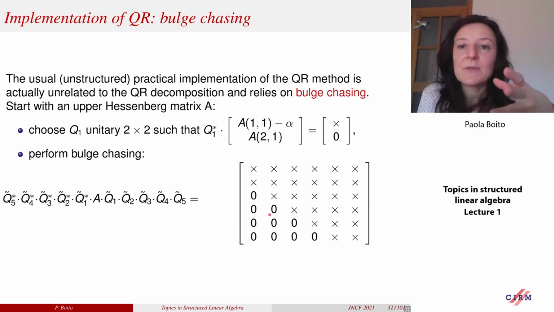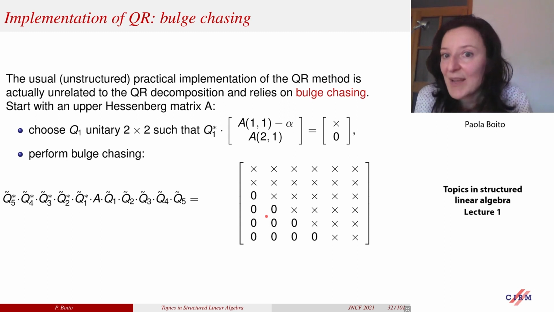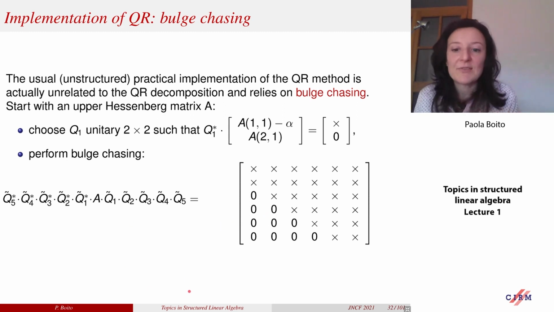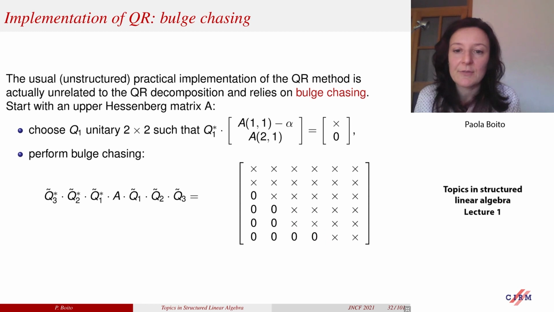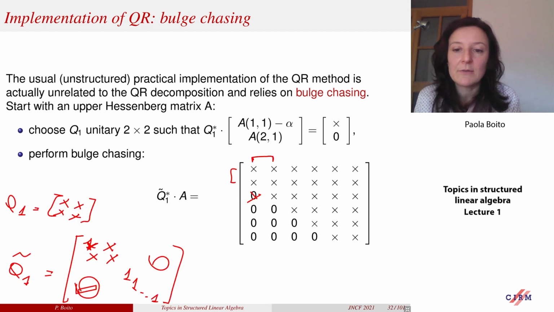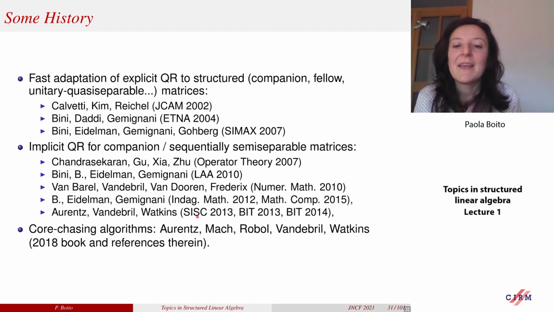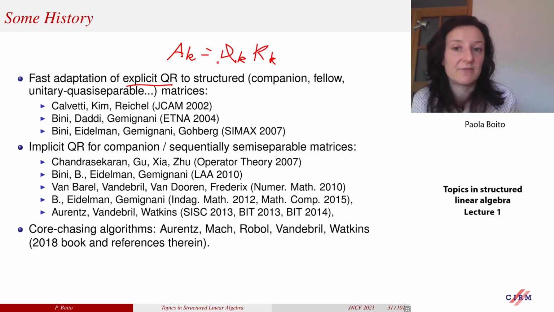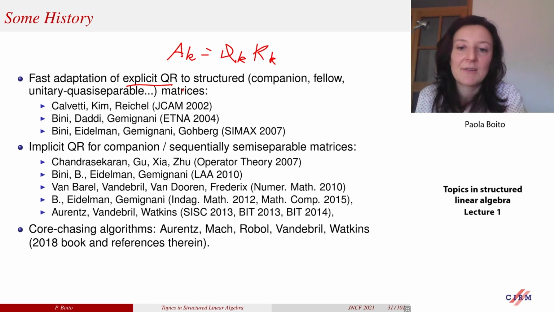So the thing is, we'd like to do this in a structured way. As I was saying, there's quite a bit of literature on this. And in the beginning, what people tried to do was to use the so-called explicit QR. Explicit QR means actually computing at each step the QR decomposition of each iterate. It's a way of doing it. It's technically equivalent, but it's not efficient.